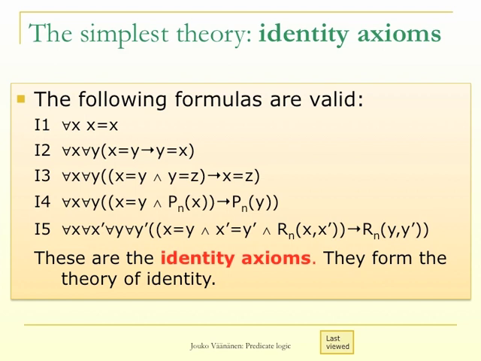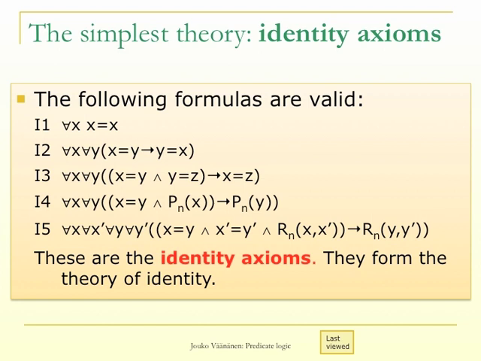The fourth axiom, for all x, for all y, left parenthesis, x equals y and Pn x, right parenthesis, implies Pn y. This says that the predicate Pn, just an arbitrary unary predicate in our vocabulary, must be closed under identity. This is obviously the case in models: if Pn is interpreted as a subset of the universe and the interpretation of x is in this subset, then of course the interpretation of y is also in that set, because the interpretations of x and y are the same.